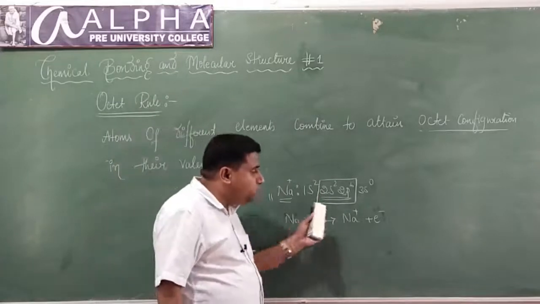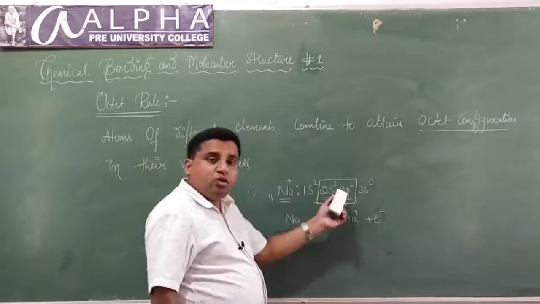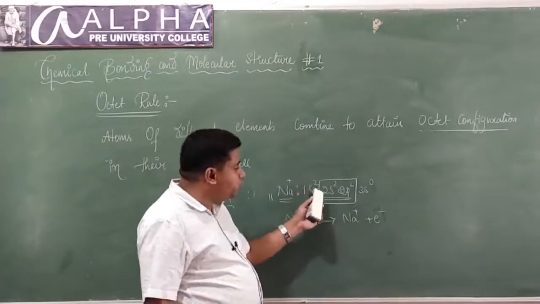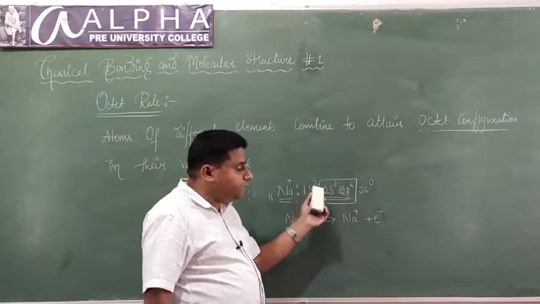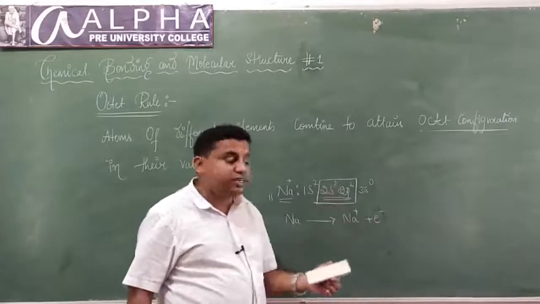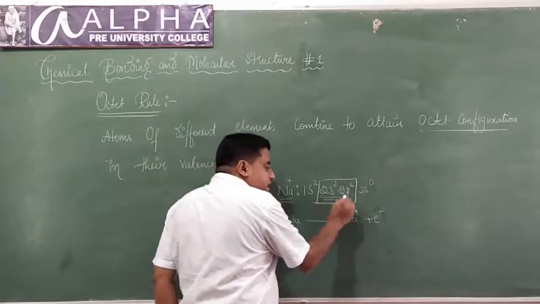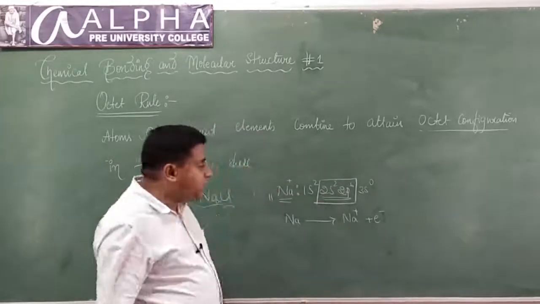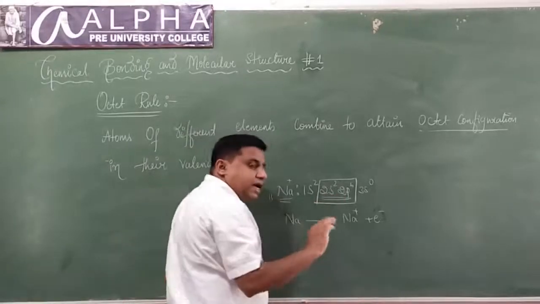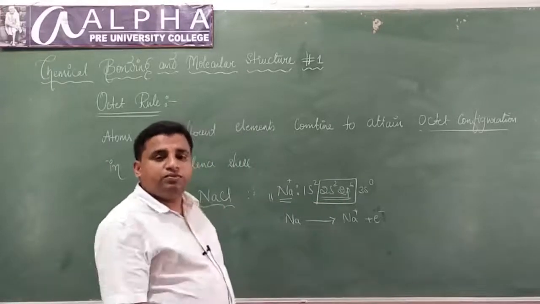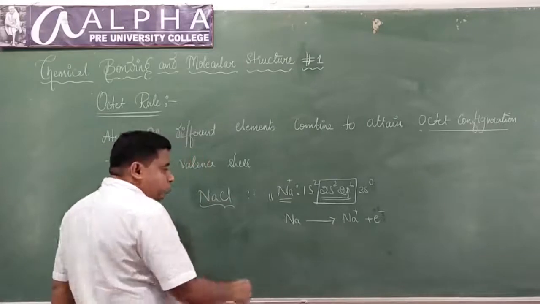When sodium loses one electron, the electronic configuration becomes 1s2, 2s2, 2p6. That means it will attain the nearest noble gas configuration. It will have 8 electrons in its valency shell. Valency shell means the outermost shell. In the outermost shell it has 8 electrons, and hence it becomes what? Stable.